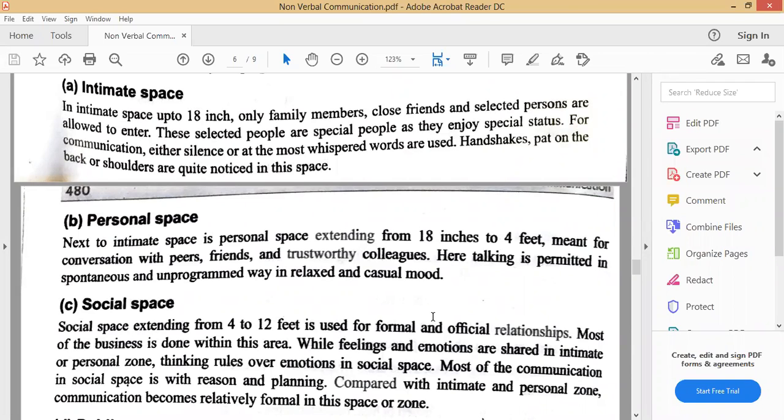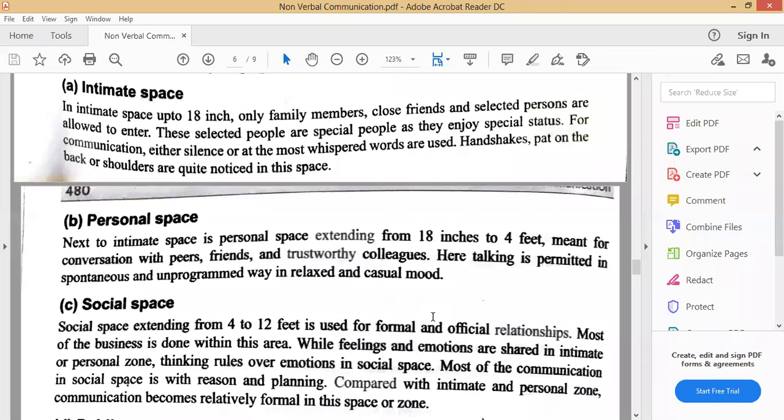So handshakes, yeah, pat on the back or shoulder are quite noticed in this space. ठीक है. So handshake जो होता है we do with people who are really close to us. Handshake जो है that can be used in the intimate space as well as in the personal and social space also. ठीक है. It is not like that कि handshake मतलब that person is really close to us. We end up doing handshakes with the people जिनको हम ज़्यादा जानते भी नहीं हैं. Right? So this is an example of intimate space, but साथ के साथ personal space, social space में भी handshakes के examples आ सकते हैं.